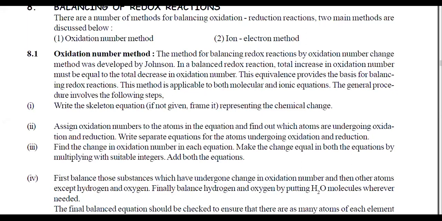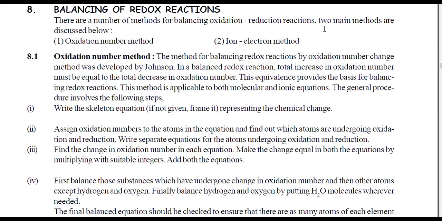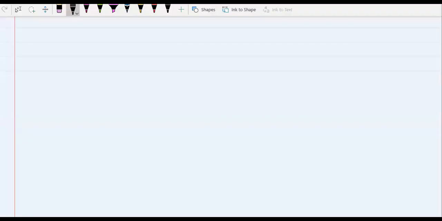In the last class, we studied how to balance a reaction. Basically we have two methods. The first method is the oxidation number method and the second is the ion electron method. There will be some steps, but I want you to focus only on the examples, because if you understand the example, it is easier to remember. Now, let's start with one example. I'll take the same example which I have given in the PDF.